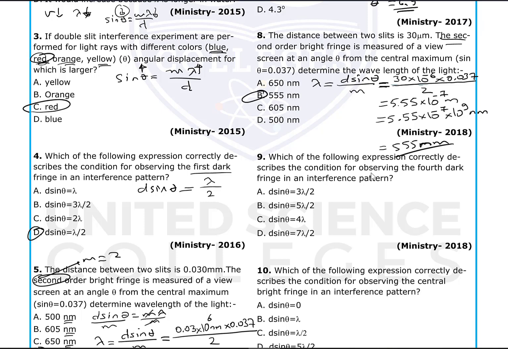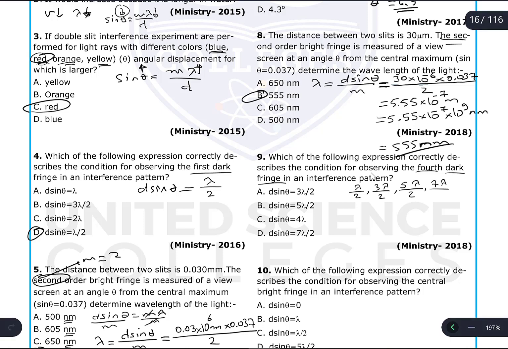Which of the following expressions correctly describes the condition for observing the fourth dark fringe in an interference pattern? Remember, in an interference pattern, the first dark fringe is lambda over 2, next dark fringe 3 lambda over 2, next one is 5 lambda over 2. It goes on with odd numbers of half wavelengths. 7 lambda over 2, 9 lambda over 2, and so on.